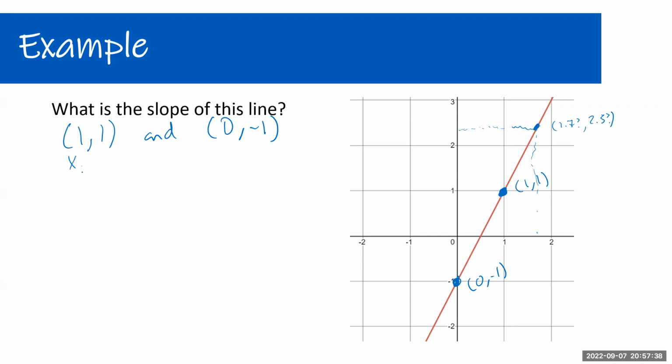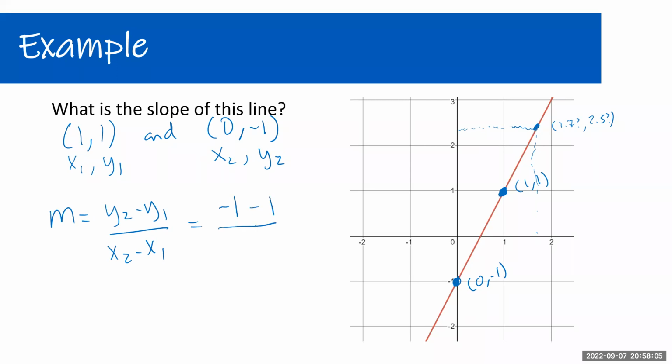So this is going to be x1, and this is going to be y1 because it's the first x and the first y for our first point. And this is our second point, so this is going to be x2, and this is going to be y2 because it's the x and the y for our second point. So our slope is going to be y2 minus y1 over x2 minus x1, which is going to be -1 minus 1 divided by 0 minus 1, okay? Which is going to give us -2 over -1, which is going to give us 2.